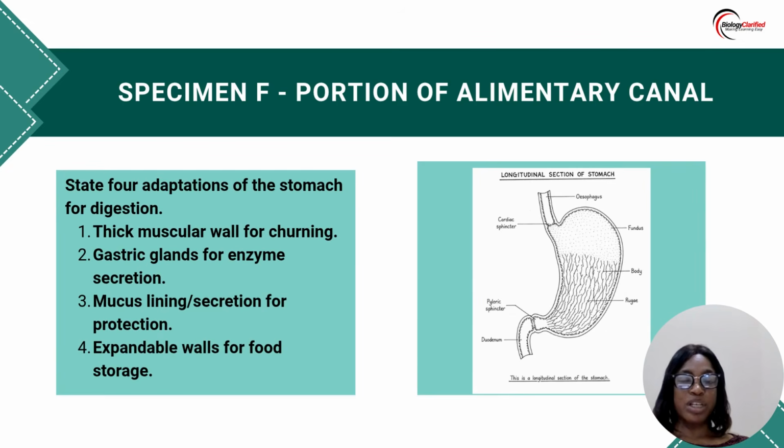So here we are looking at the adaptation of the stomach for digestion. It has a thick muscular wall for churning. It has gastric glands for enzyme secretion, and its mucous lining secretion is for protection. Then it has an expandable wall for food storage. I make a joke that those who are pot-bellied, they're pot-bellied because the stomach, that's a temporary storage for food, can expand. Thank you.